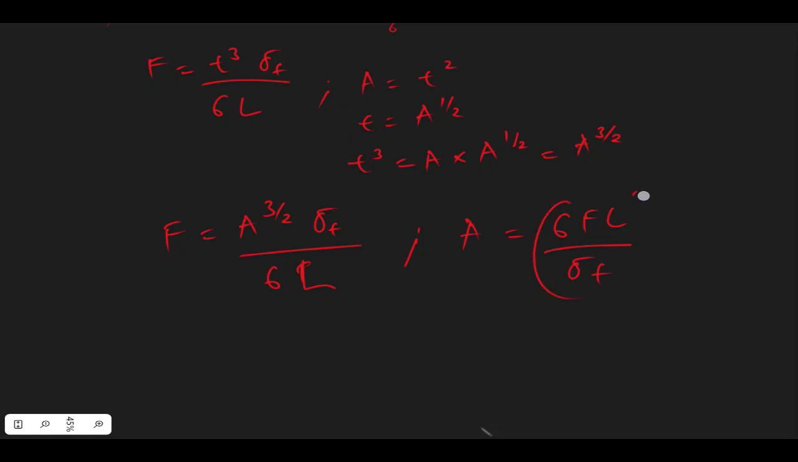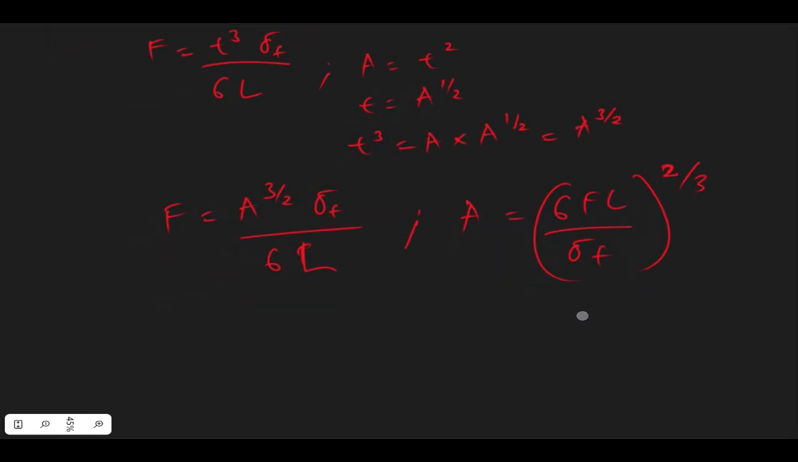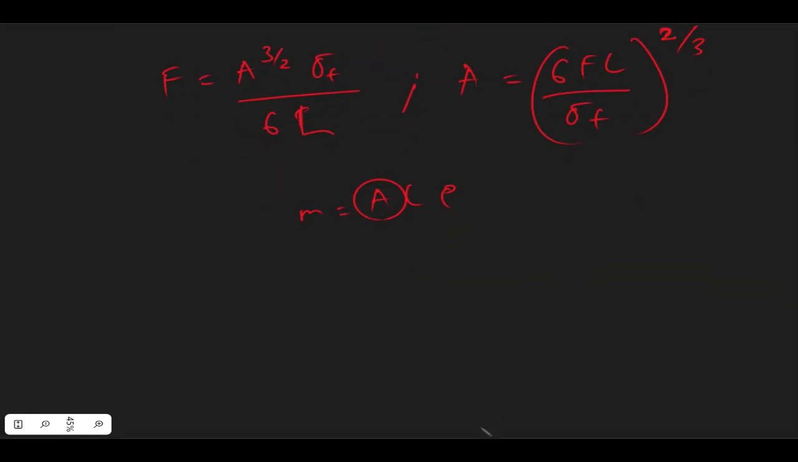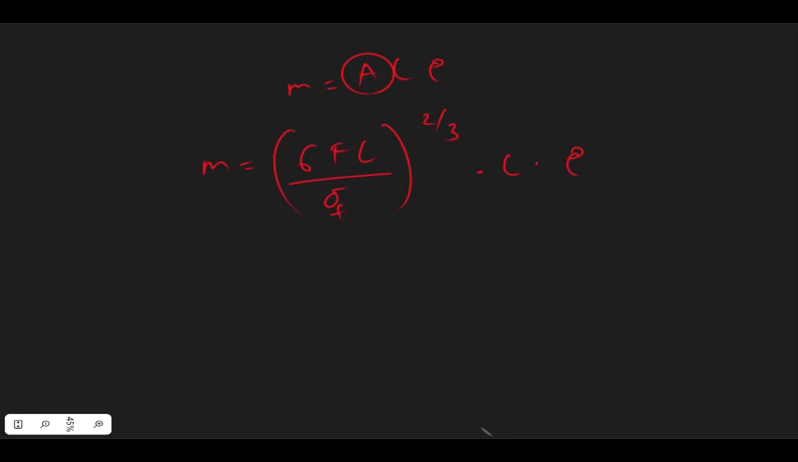Rho F raised to power 2 divided by 3. That's our formula for A. Now we put this into the equation for material index, because we know that our mass is equal to A times L times density, and we're trying to eliminate A. In order to eliminate A, M is now equal to 6FL all over rho F raised to power 2 divided by 3, times length times density.